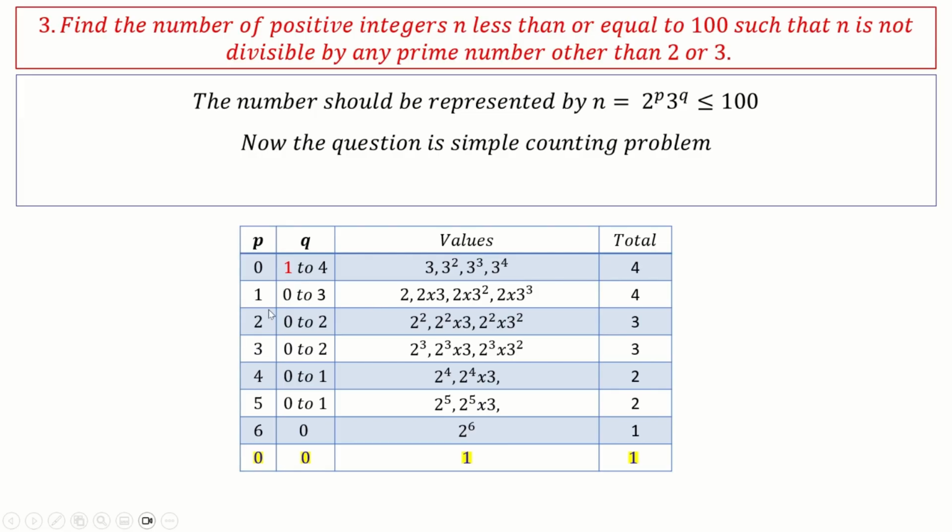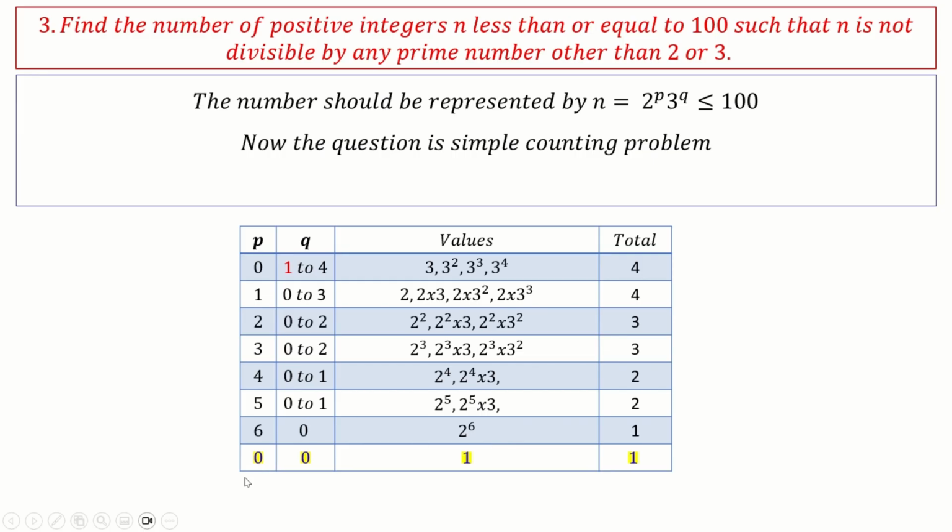Okay. Now p equal to 1, I get q as 0 to 3. So my possible values are 2, 2 into 3, 2 into 3 square, and 2 into 3 cube, which is 4. So similarly, I will go through all, and at p equal to 6, q will be 0, so I'll get only 2 to the power of 6, which is 1.